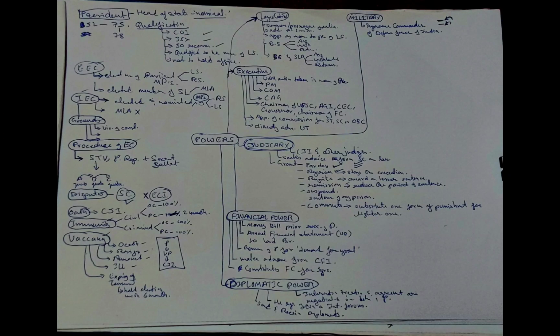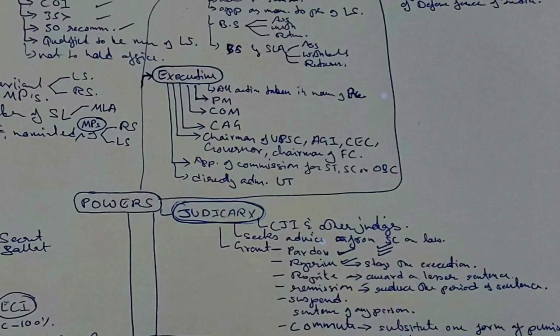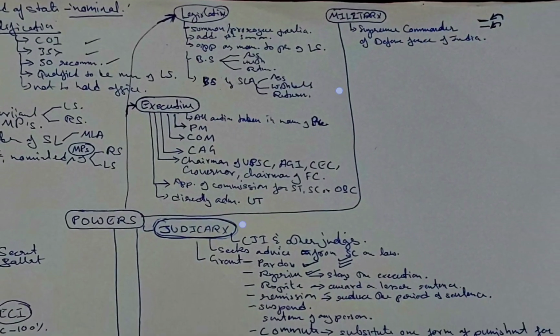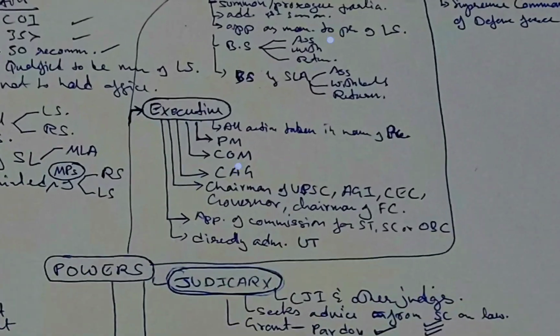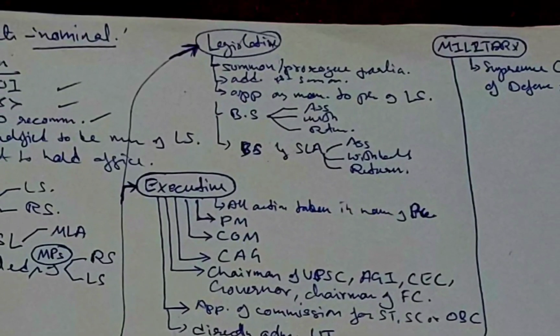Now, powers, this is a very important part. I'll discuss this in a very quick manner. Okay, just remember this. Legislative, executive, judiciary, financial, diplomatic, and military powers are enjoyed by the president. Legislative: summon and prorogue the parliament. The president can summon or prorogue the parliament.